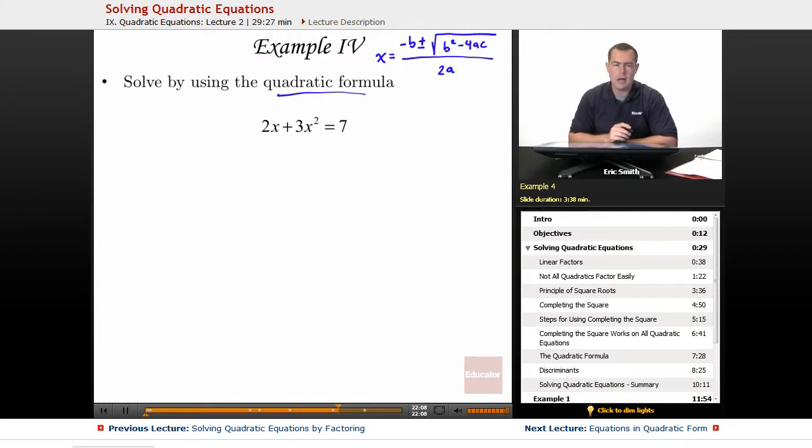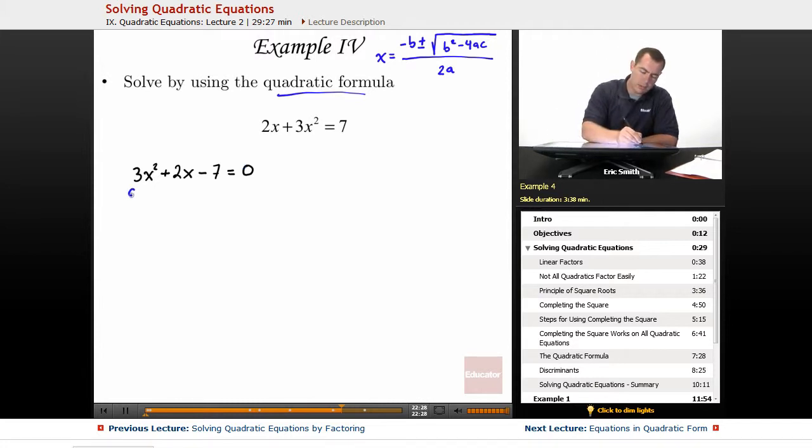So in order for this to work out, I need it set equal to 0 first. So let's get everything over to one side. I'm going to organize things from the largest power to the smallest power. Let's see, we'll have to subtract that 7 over, and now it's set equal to 0 just fine. Okay, so my a value would be 3, b value would be 2, and the c value would be negative 7. So we're going to take all of those and put them into the formula.